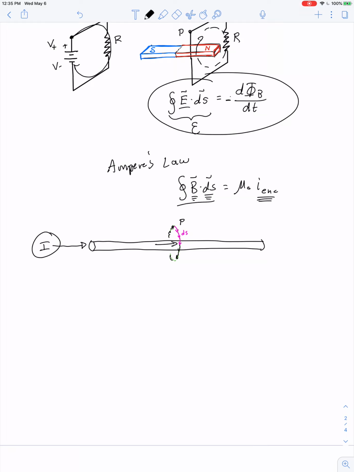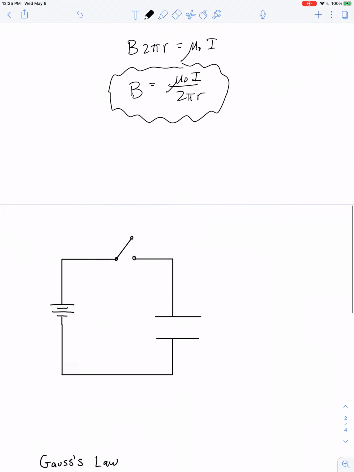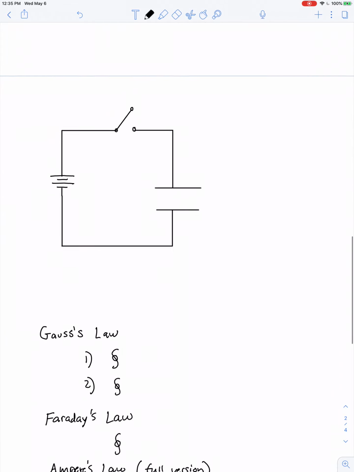By choosing a circular loop and making it concentric with the center of the wire, the left side of this equation becomes a very simple calculation. It's just B times the circumference of the loop, which would be 2 pi r. That's equal to mu naught times the full current enclosed. Therefore, the magnetic field at this point P is equal to mu naught I over 2 pi r, and that's most certainly a familiar expression. So let's apply Ampere's law to this case.